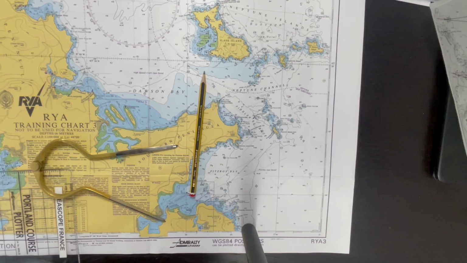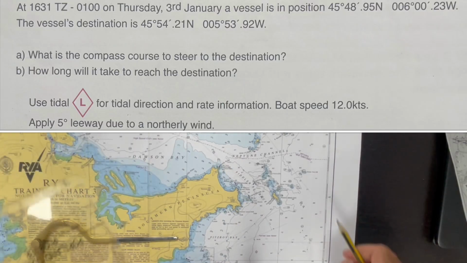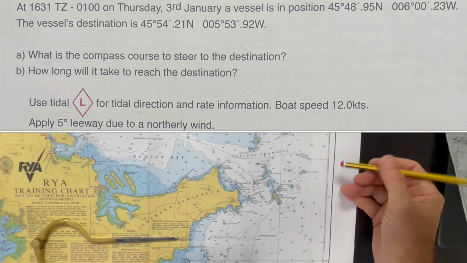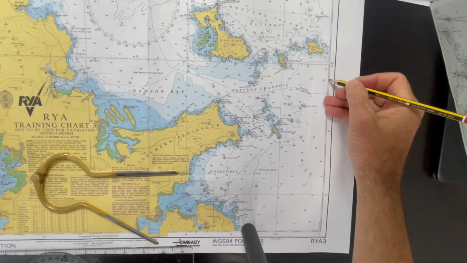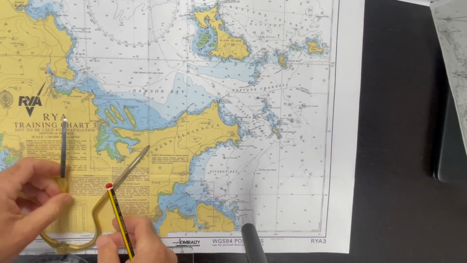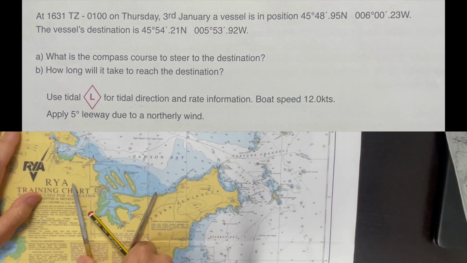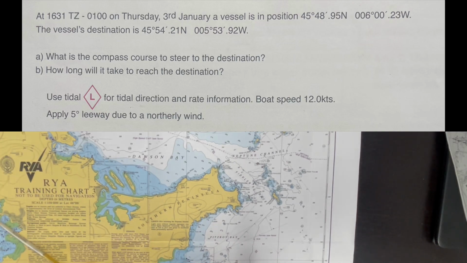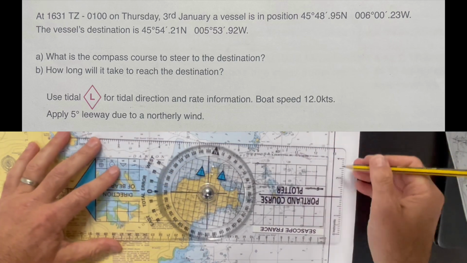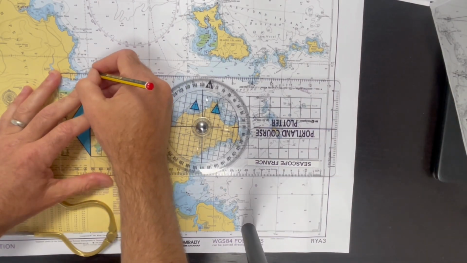Question 5 then. We have a vessel in a position of 45 degrees, 48.95, which is just here, a little smidgen under there. And its longitude, make a little notch there just so we could even match that up to the notch on this side, just there.